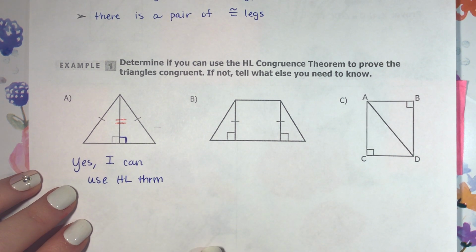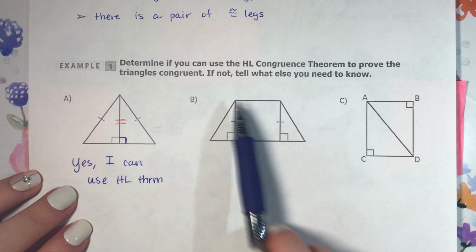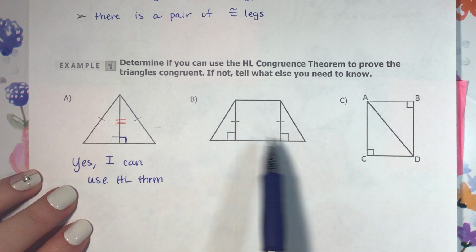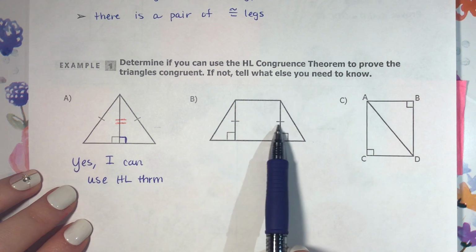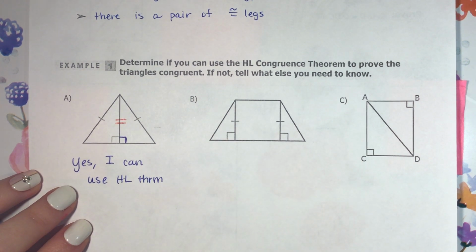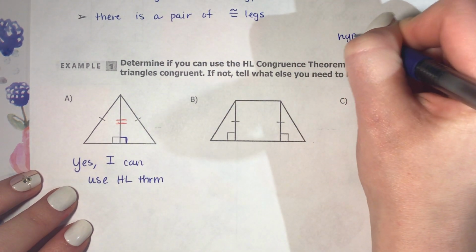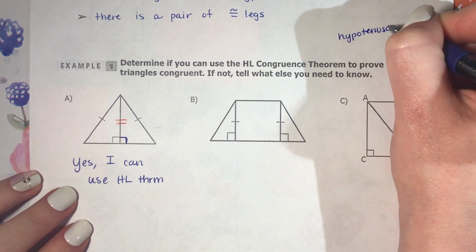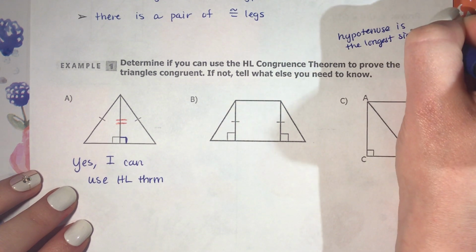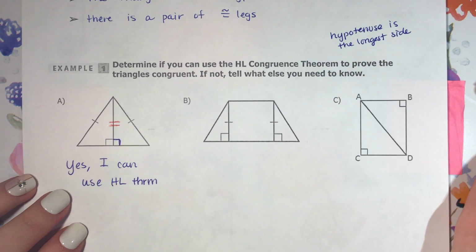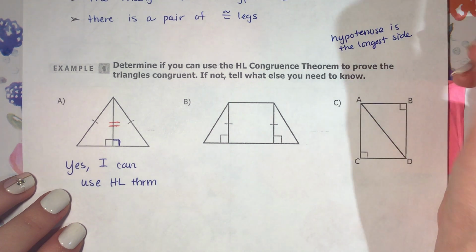All right, let's look at the next one. Here, I have two right triangles, and I can tell based off of the angle markings right here. I also have a leg being congruent to a leg. Now, if you're wondering, how can I tell which side is the hypotenuse and how can I tell which side is the leg? The hypotenuse is the longest side of the triangle. I'll write that over here to the side just to remind you. And it is opposite of the right angle.